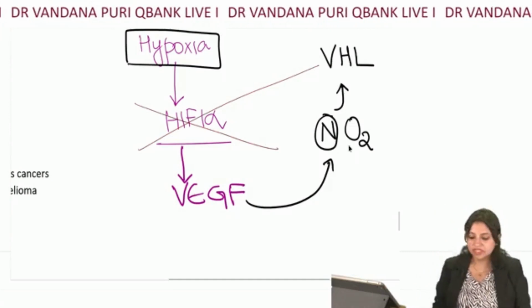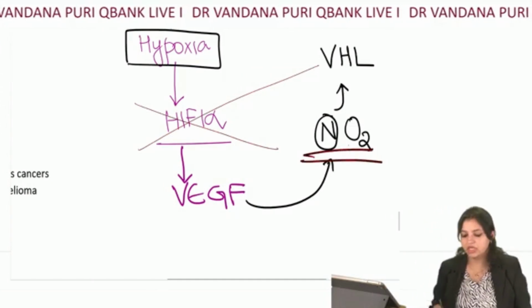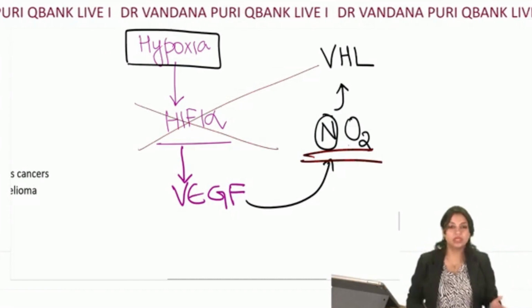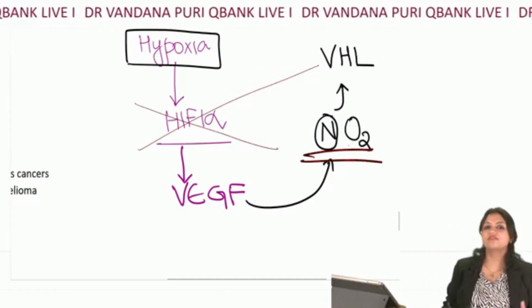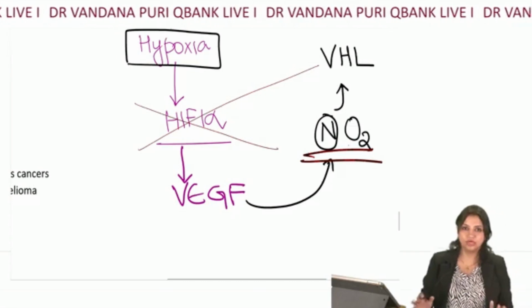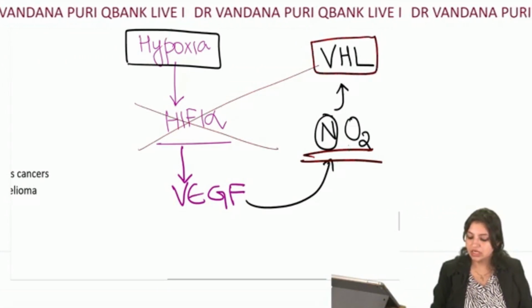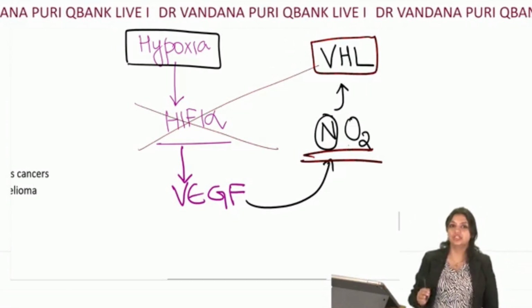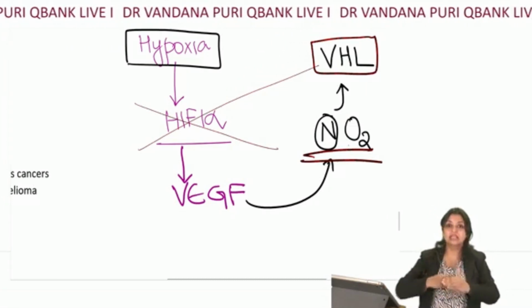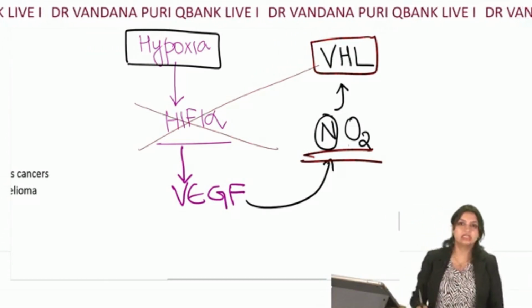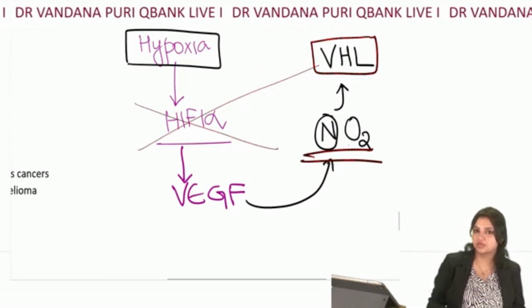But remember, when is VHL produced? Whenever the oxygen levels are normal. So what will happen when HIF1 alpha is gone? This will stop VEGF and vessel formation will stop. You understand that? That's the pathway of VHL. So this is a tumor suppressor gene which does not let excessive angiogenesis occur.